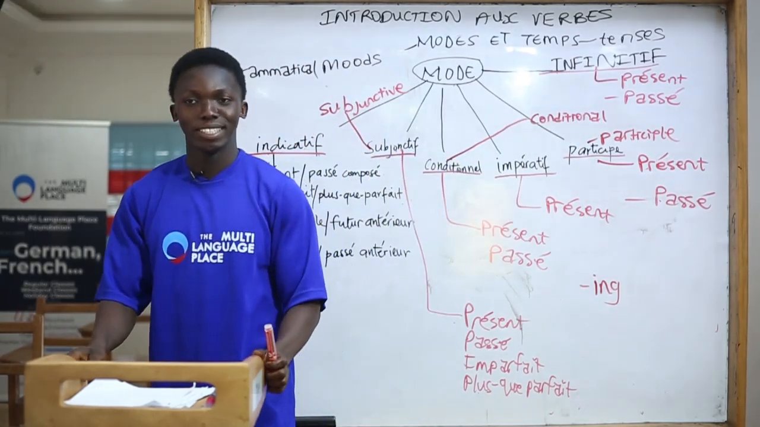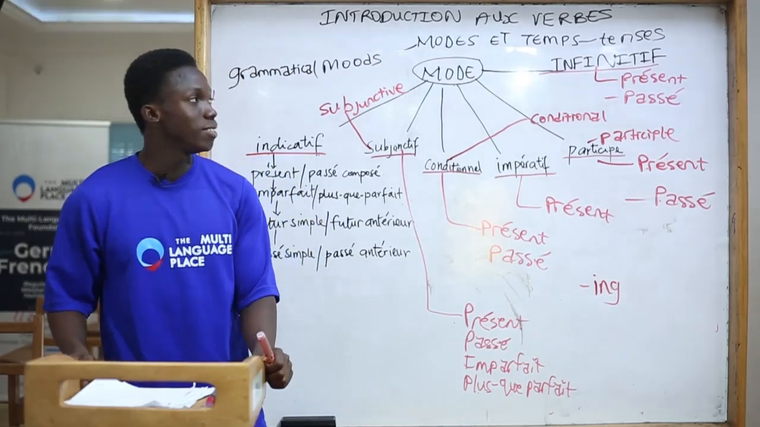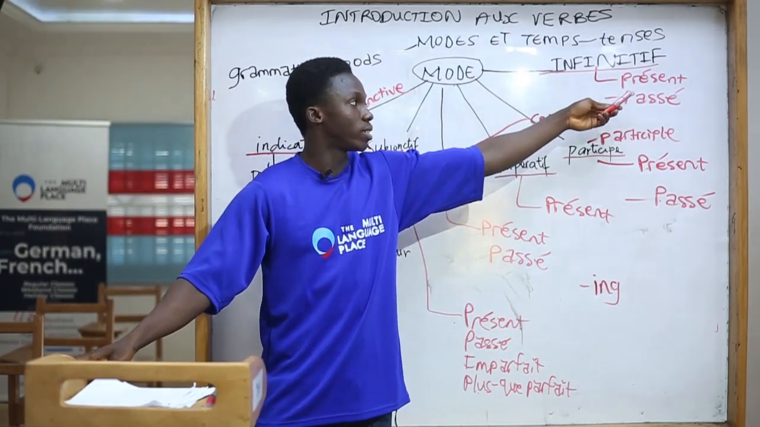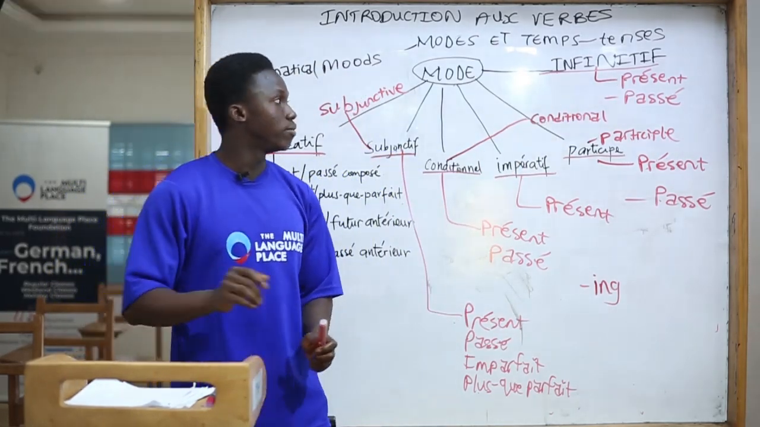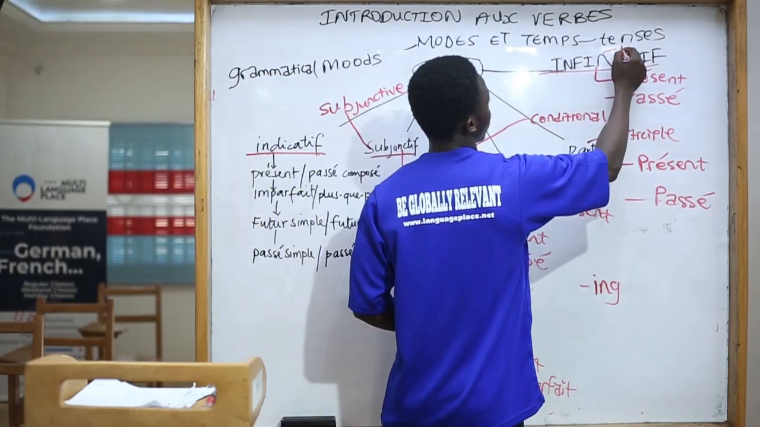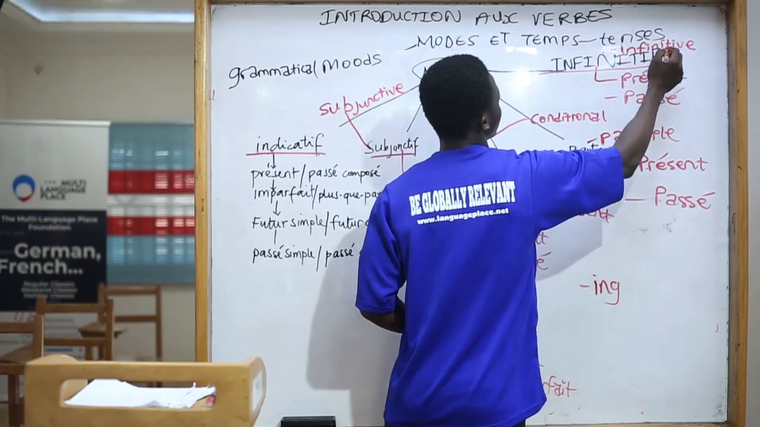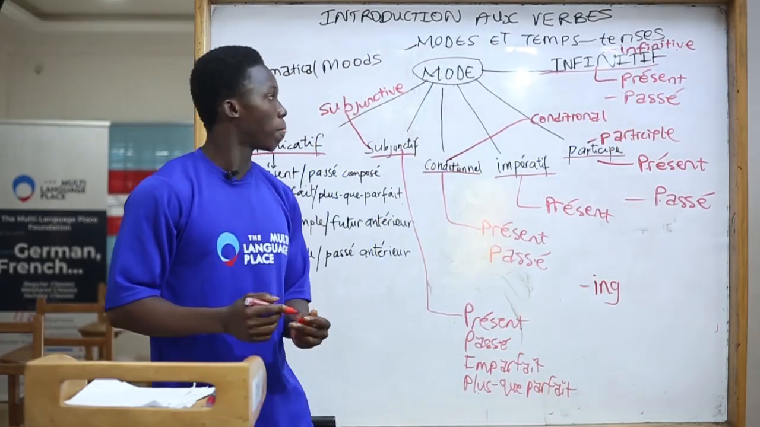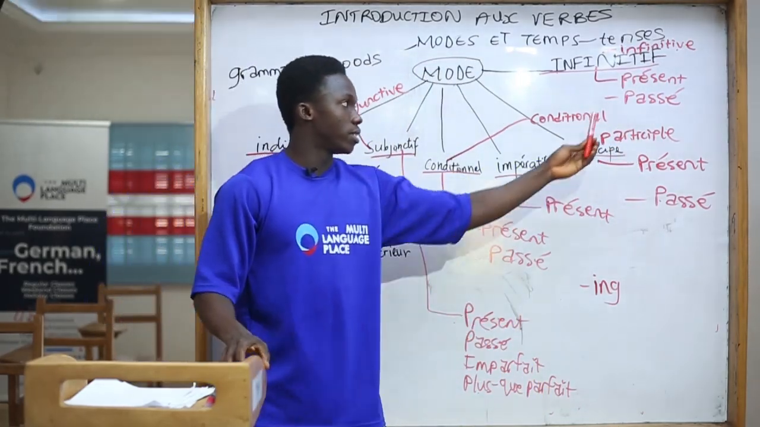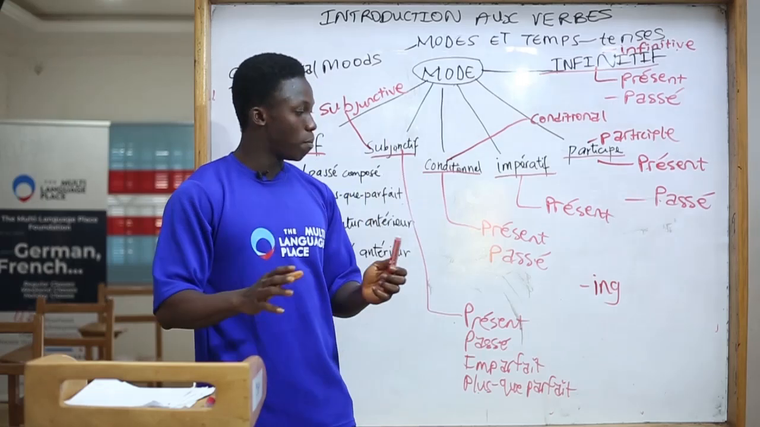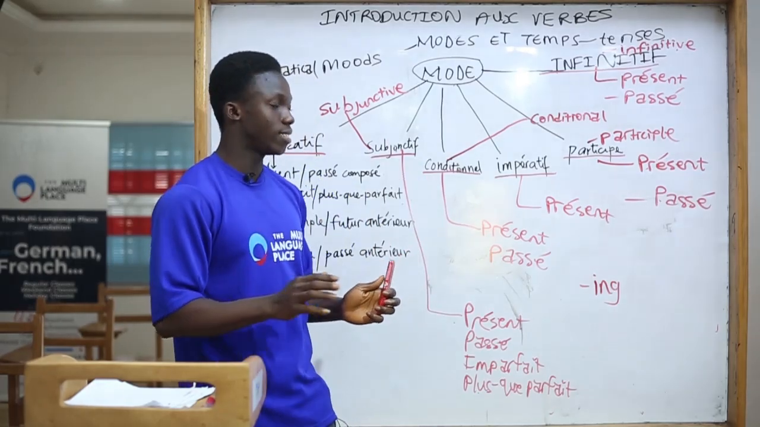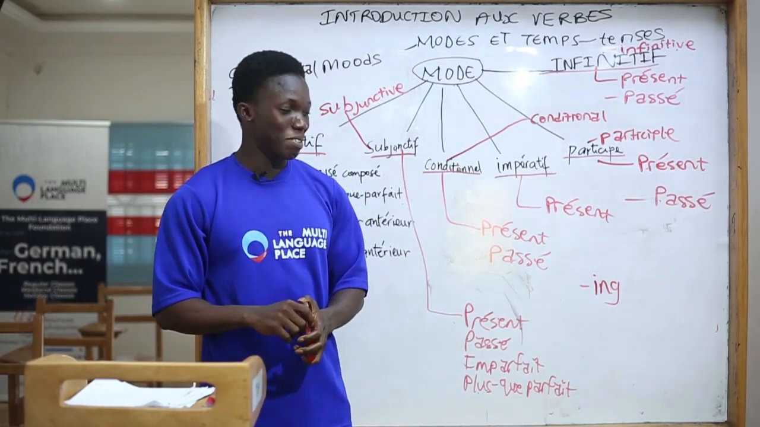Infinitive. Infinitive also has 2 tenses. Infinitive in English will translate to infinitive. This is English, this is French. Infinitive. Infinitive present is the verb unconjugated. That is the unconjugated form of the verb.